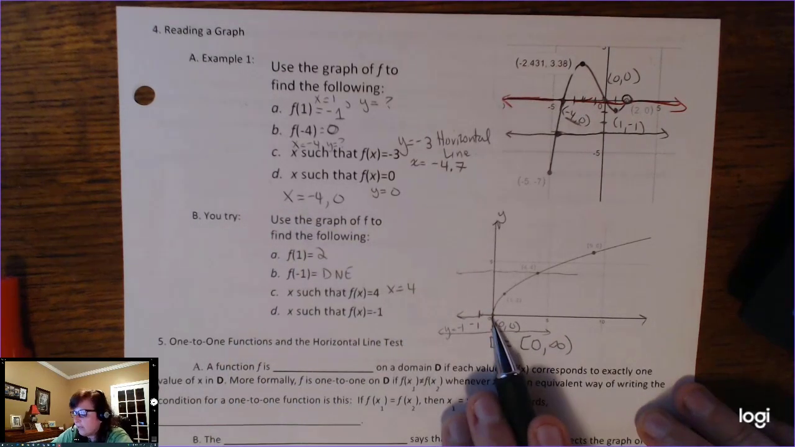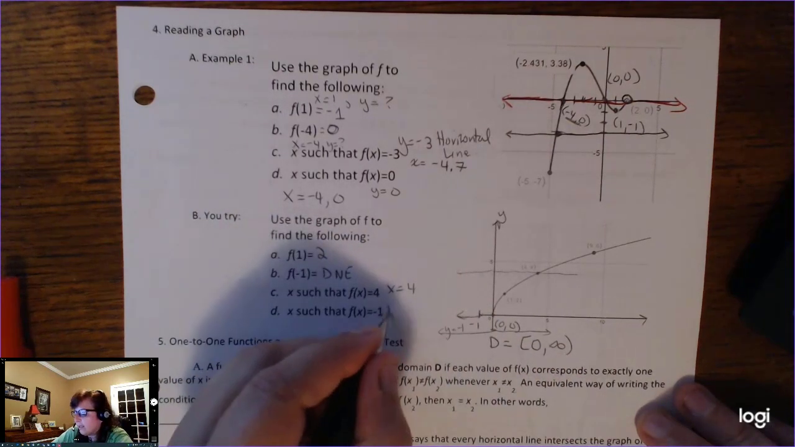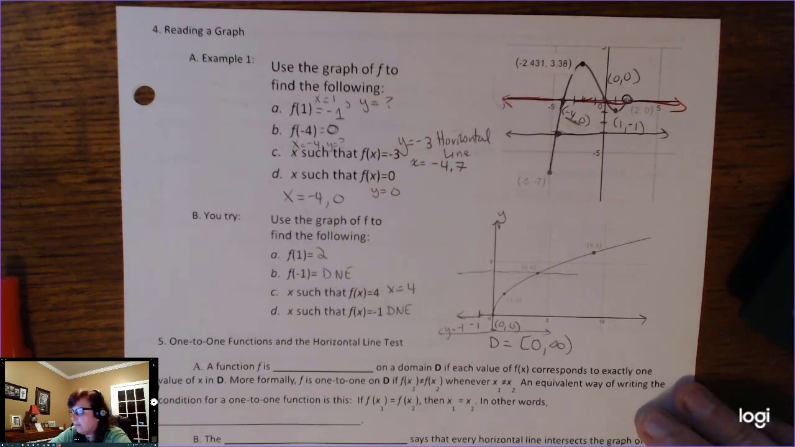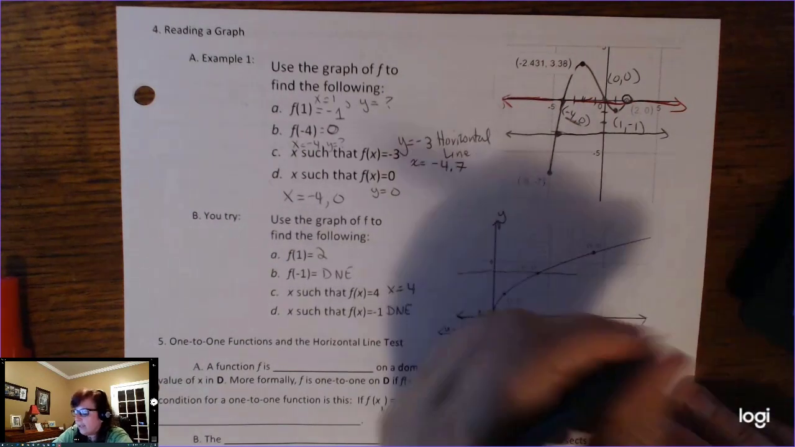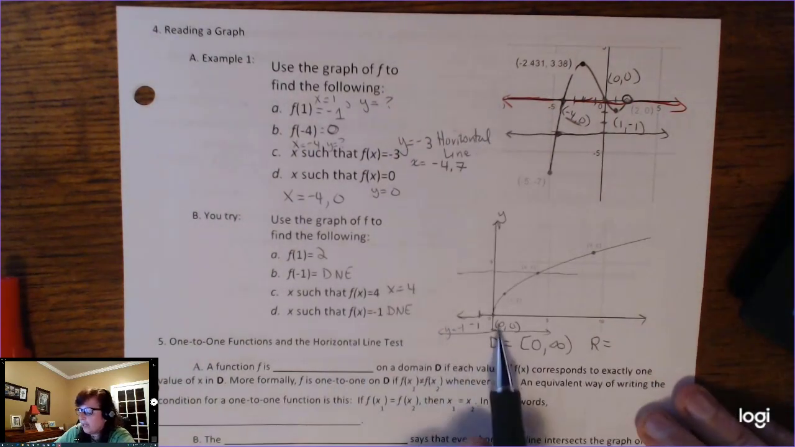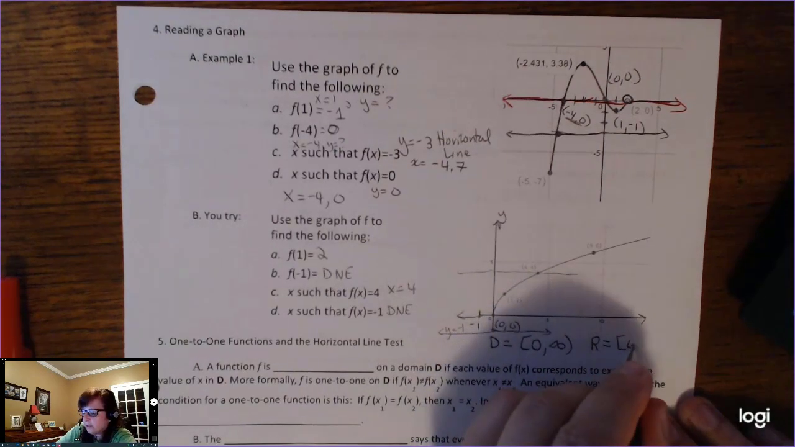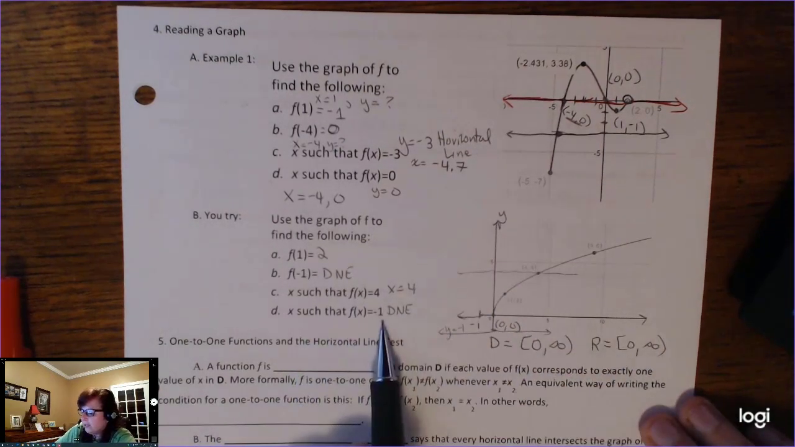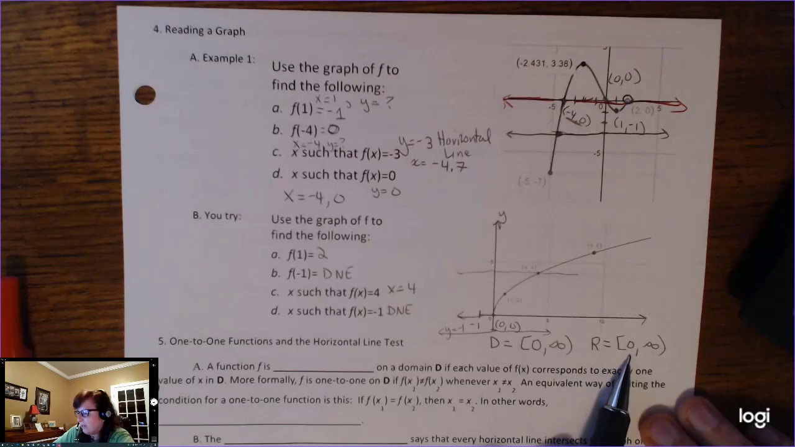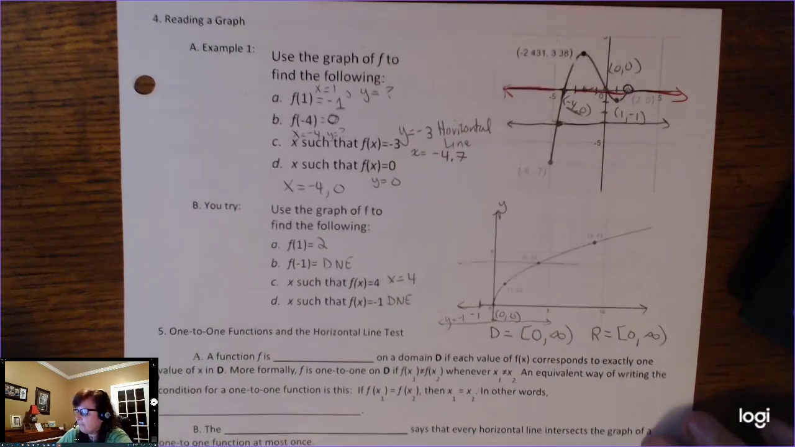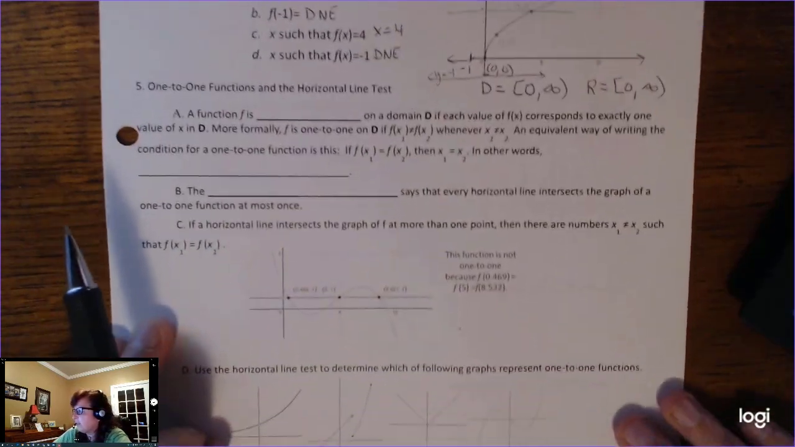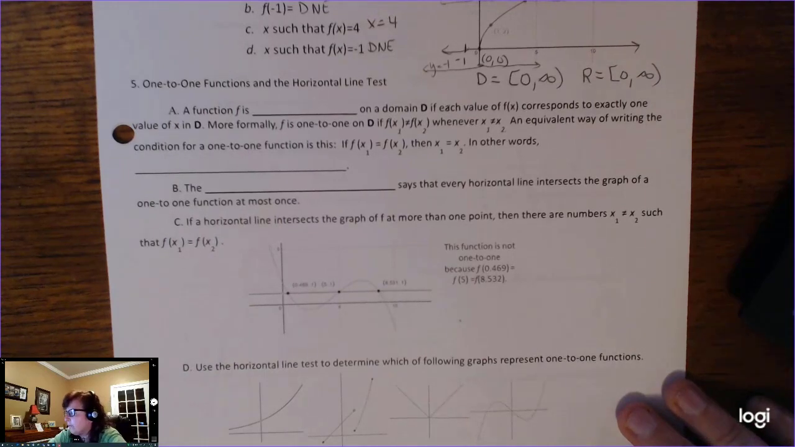And again, same thing. There is no x coordinate that's going to make y equal negative 1. And if you finish this out, the range is the lowest y coordinate is 0 to infinity. So negative 1 isn't in that range. So those two questions are tricky, interesting. They do not exist. Okay, so the next definition, what is a one-to-one function and what's the horizontal line test?